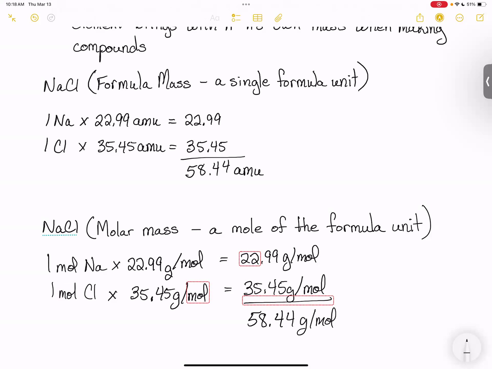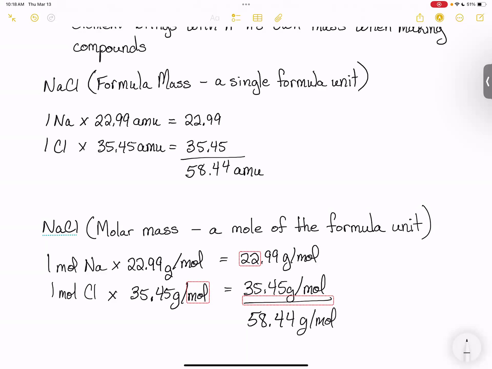That's all there is to formula mass and molar mass. Formula mass is for one of them. It's going to have the units of atomic mass unit. Molar mass is for 6.022 times 10 to the 23rd of them, and it's going to have the unit of grams per mole.